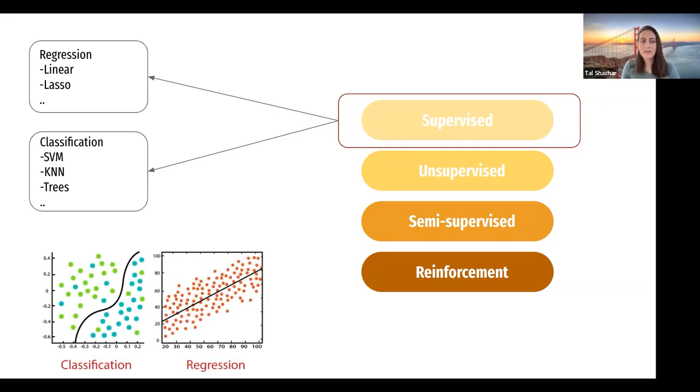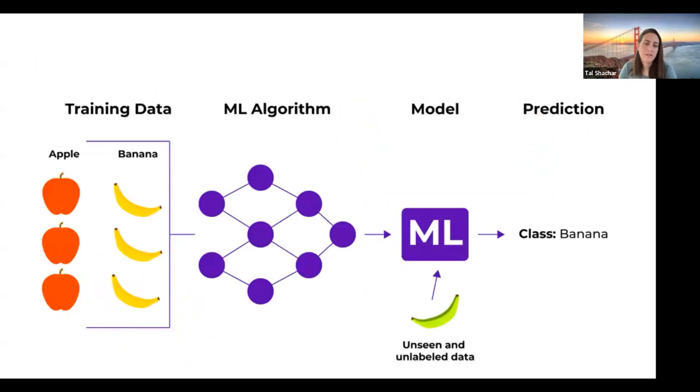Classification models are the ones to classify data points within a given data set. And regression are a set of statistical processes to estimate the relationship between a dependent variable and one or more independent variables. A good example of supervised learning, you can see it here. The training data here is labeled. We already know what are the data points that are apples and what are the data points that are bananas. And we feed it into the model. And based on that, the model will be able to classify this unseen and unlabeled data, the green banana you can see here, and to classify it as banana based on the training data. So this is supervised models.